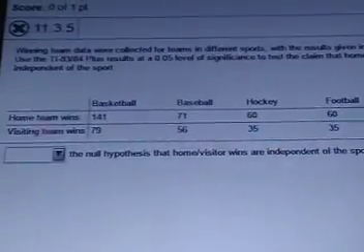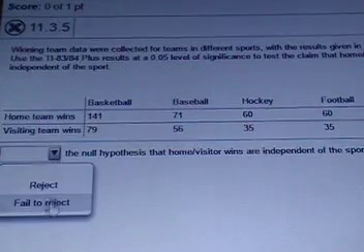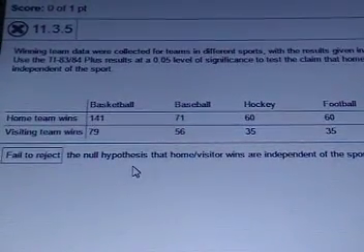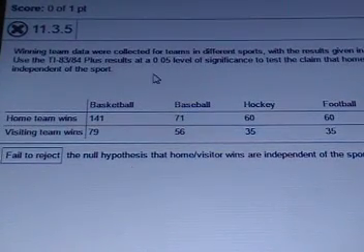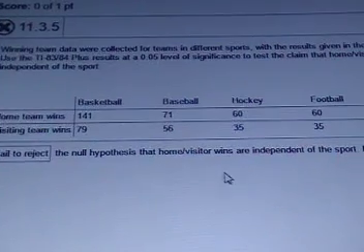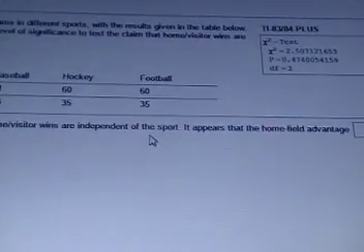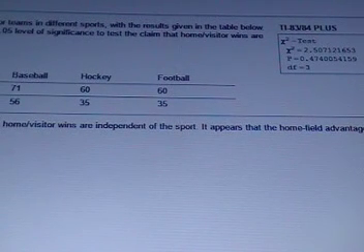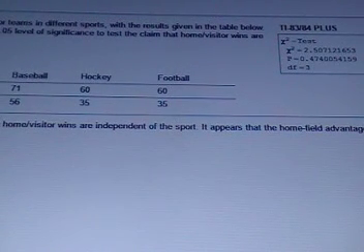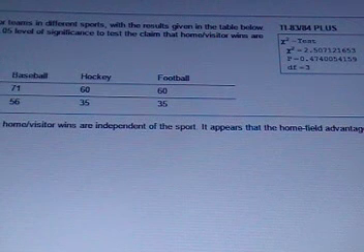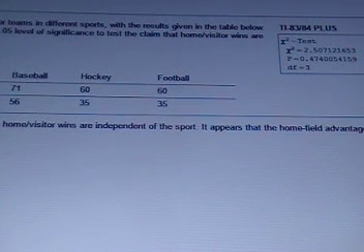We did not, so this is where we fail to reject the null, just like all the other hypothesis tests. Fail to reject the null because the p-value is greater than alpha. Fail to reject the null that wins are independent of the sport. So it appears that home field advantage does not depend on the sport, since we failed to reject. When you fail, then there's not enough evidence, insufficient evidence.